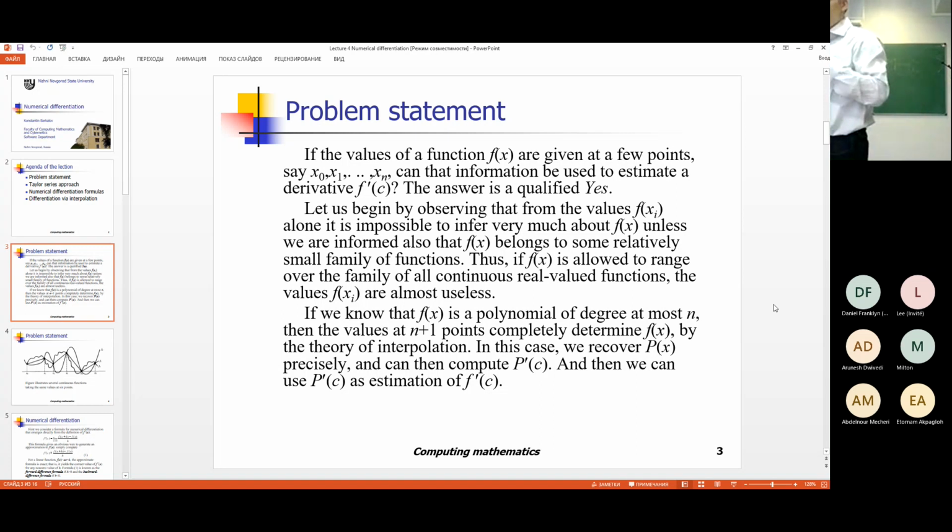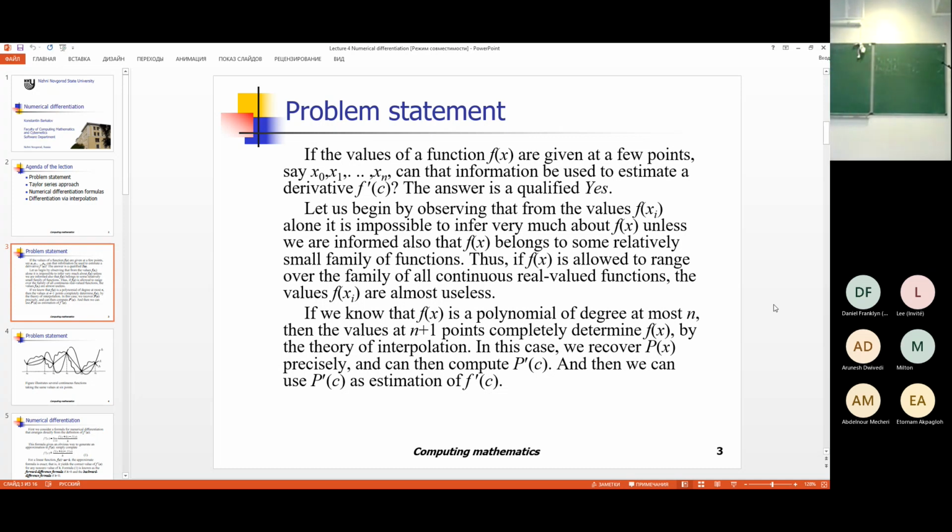And we should make some supposition about f of x. For example, if f of x is just a continuous function, this information is useless. So we cannot find the derivative.